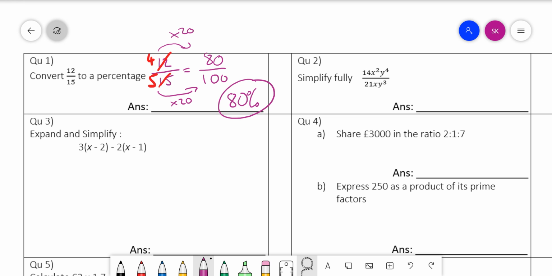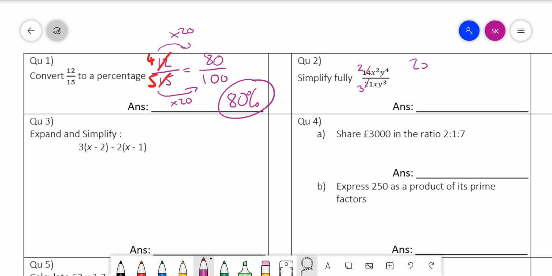Question 2 says simplify fully, which means we've got to simplify the numbers and the letters. Let's do numbers first. What's the highest common factor of 14 and 21? 7. 14 divided by 7 is 2. 21 divided by 7 is 3.